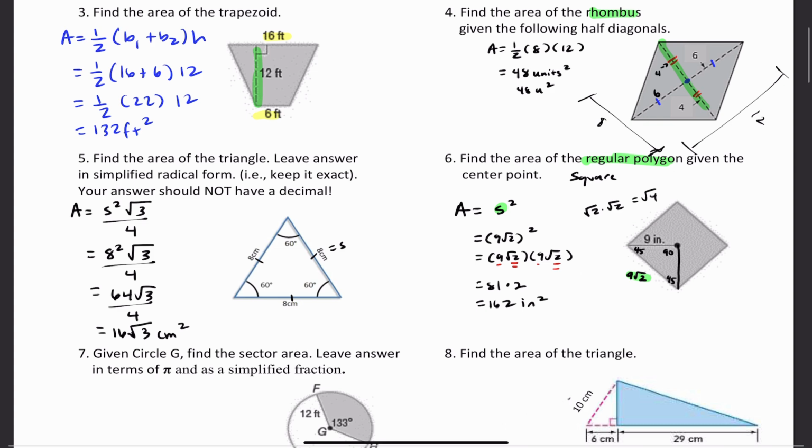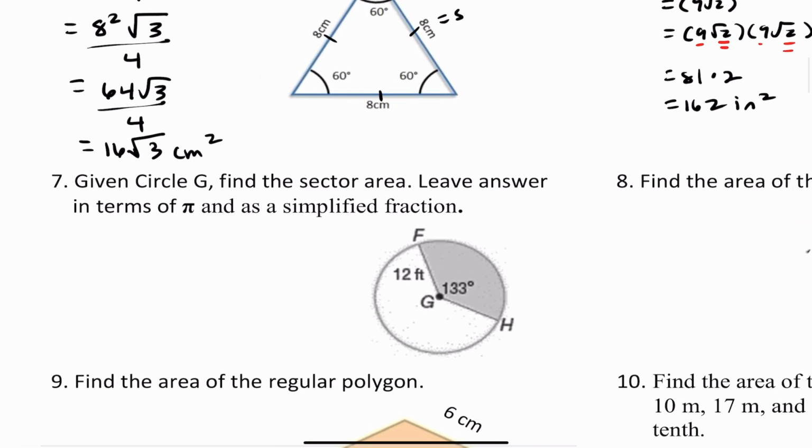Okay. All right, so moving on to number 7 here. It says, given circle G, which means that the center point is G, find the sector area. Leave your answer in terms of pi and as a simplified fraction. So remember, the formula is A equals x over 360 multiplied by the area of the circle, which is pi r squared. So what's the radius? Well, the radius is always from the center to the circle, which is 12, right? So r is equal to 12.